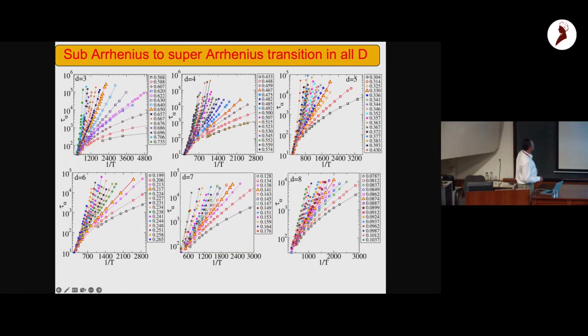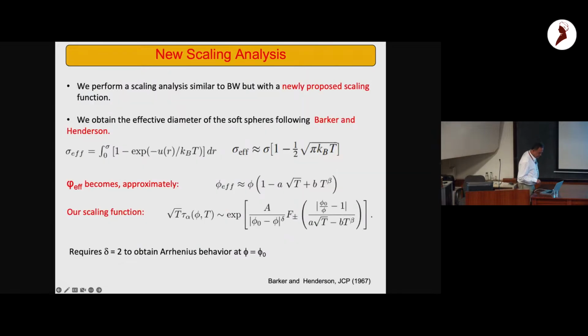This is all the relaxation times that we get as a function of the density and temperature for each dimension. Okay, and we take these results and do our scaling analysis, which is based on taking a fairly simple-minded effective diameter theory from liquid state theory, the Barker and Henderson expression, which says that the effective diameter is given by this integral here, where u is the interaction potential between two particles. And if you plug in the soft sphere interaction potential you have, you can get an expression for this effective diameter, which is different from what Berthier and Witten used.